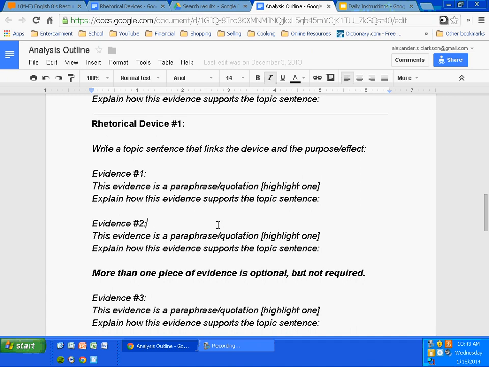Can somebody define the word paraphrase for me? Not quoting it. There you go. Thank you, Mansoor. Putting it into your own words. So if you find a device that's basically one big paragraph, don't quote the entire paragraph. Just put it into your own words.